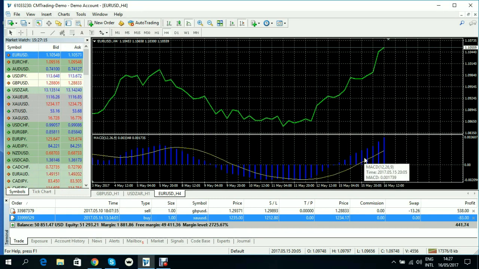The longer the time frame, the better when using MACD. We are in the 4-hour time frame, and you can see that as the bars are increasing, the trend is also going up and the price is rising. So this tells us that it is going to buy more, and we can see it here also.